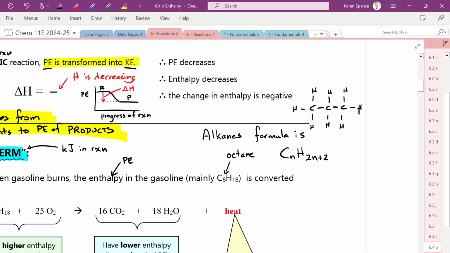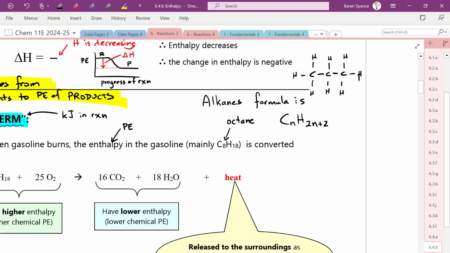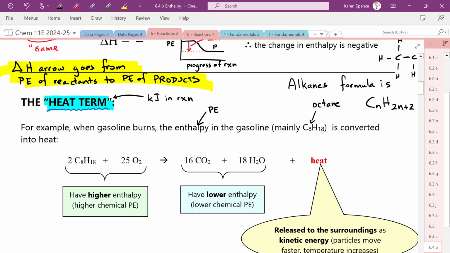I will never be testing you on that, but I'll keep telling you stuff like that because it's kind of interesting. Plus, then when you go and take organic, it won't be brand new to you, because I imagine many of you will take organic chemistry. All right.